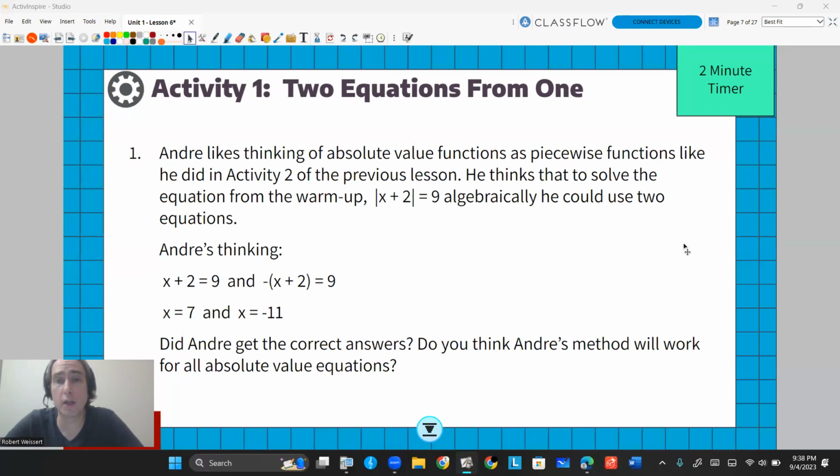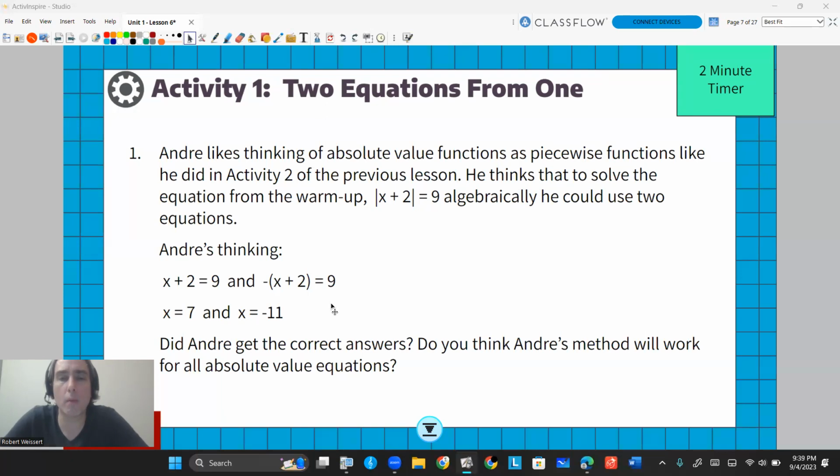So the question is, Andre likes thinking of absolute value functions as piecewise functions, like he did in activity 2 of the previous lesson. So you can look back on lesson 5 to see how that was done. He thinks that to solve the equation from the warm-up, absolute value of x plus 2 is equal to 9, algebraically, he could use 2 equations. His thinking is he does x plus 2 equals 9, and he also does the negative of x plus 2. So he makes the stuff inside the absolute value negative, also equal to 9. And he got 2 answers, 7 and negative 11.